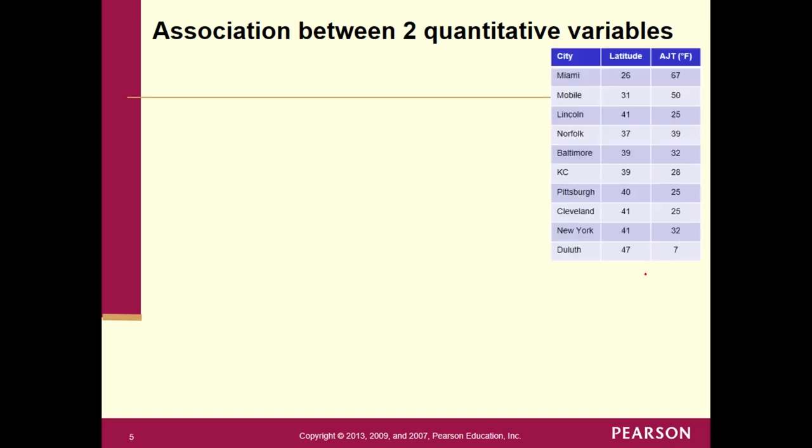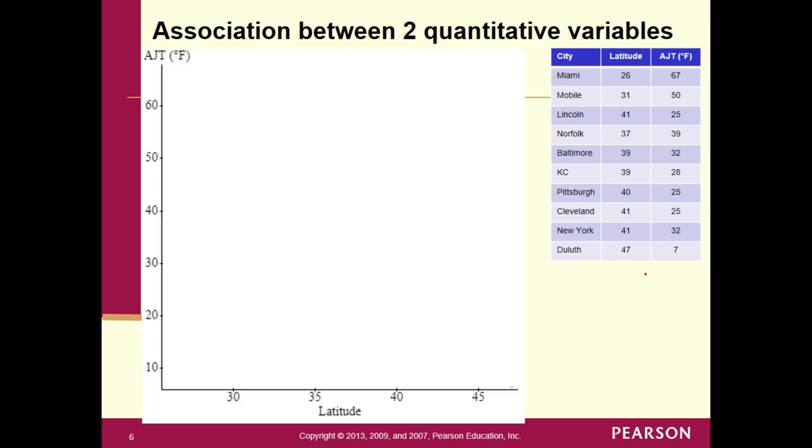So what we can do is take this data and look at it graphically. A scatter plot is a plot comparing two quantitative variables, and this is the reason why we give the variables x's and y's. Remember, this is the x-axis, this is the y-axis. Latitude is the x explanatory, and average area temperature is the y.